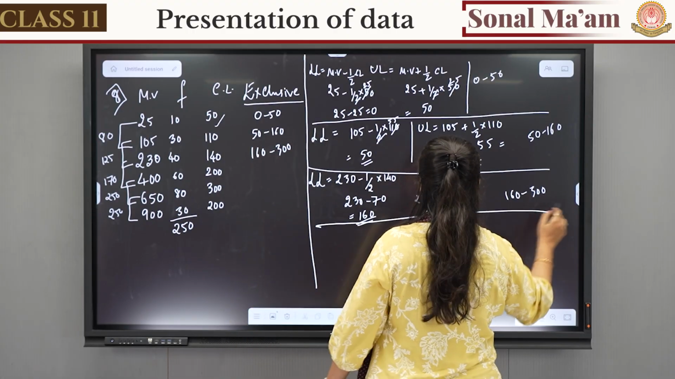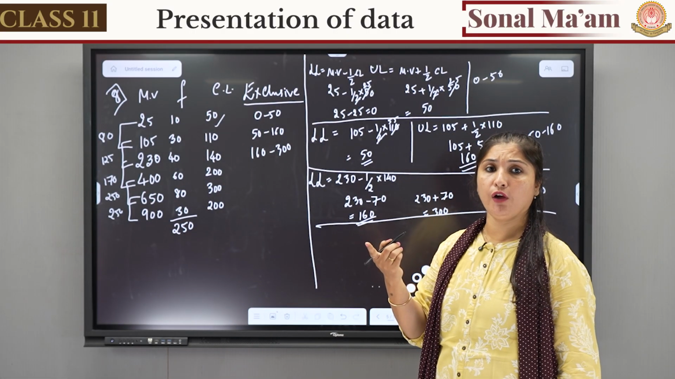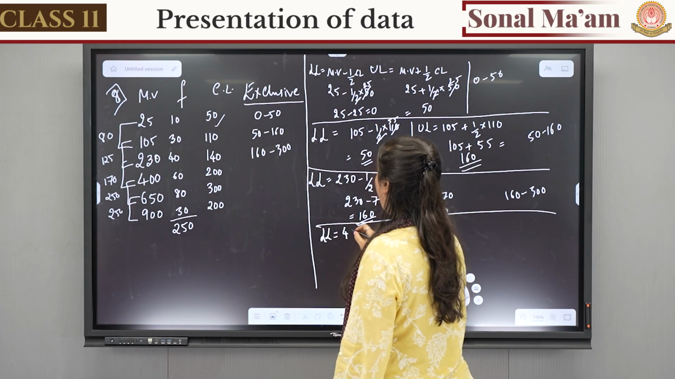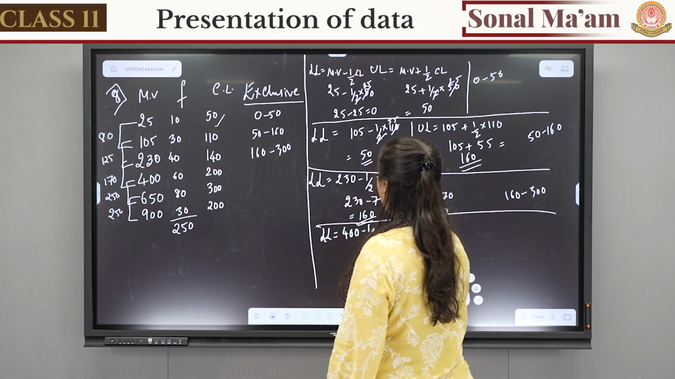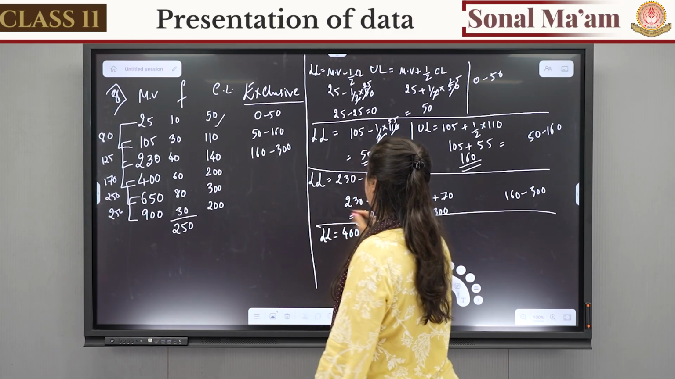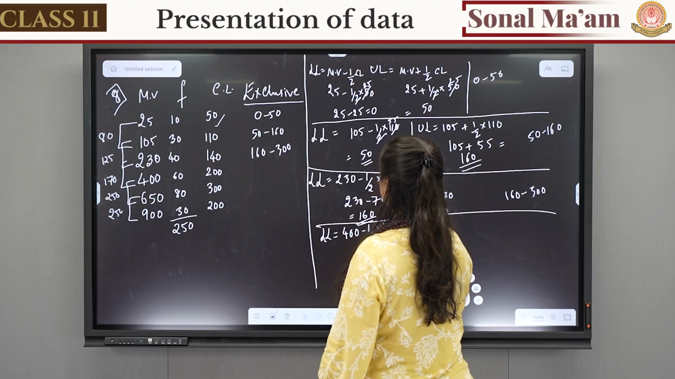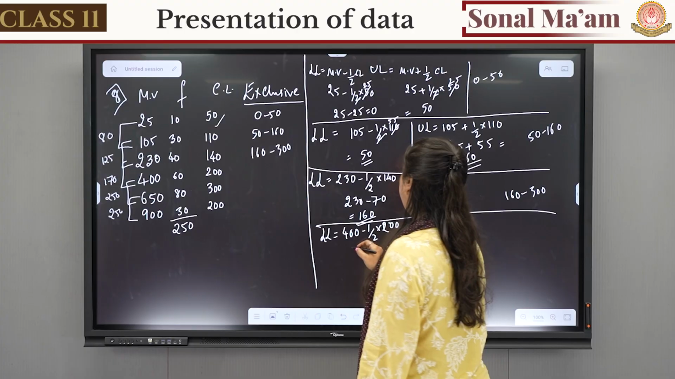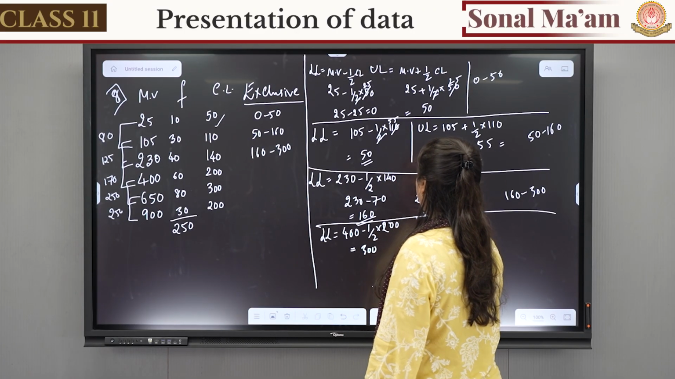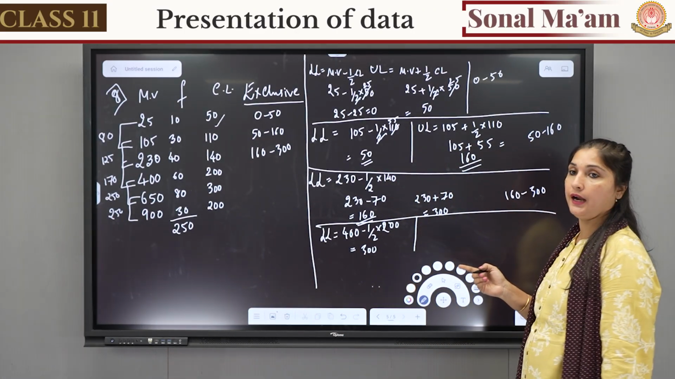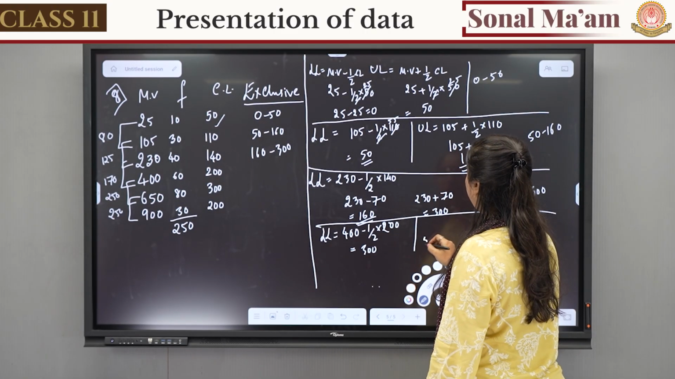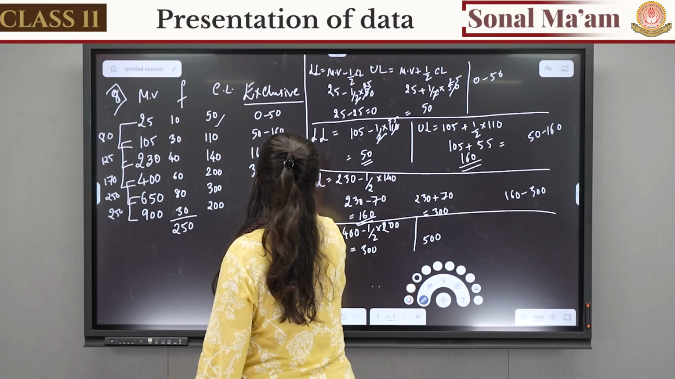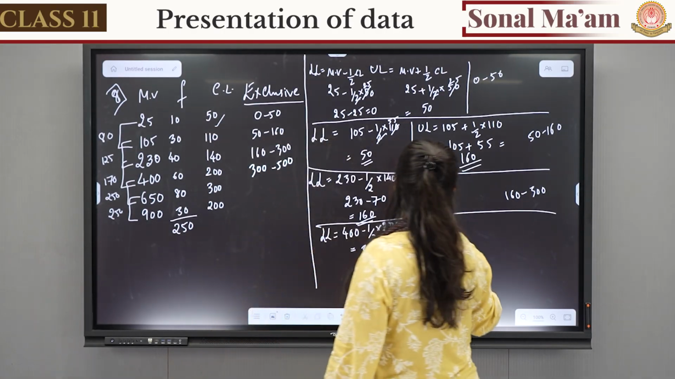Okay, fine. Next, again you have to find the lower limit and upper limit. How will you find? Lower limit is equal to mid value, how much? 400. So 400 minus half into the class length, how much? 200. The class length is 200. So 400 minus 100 will be 300, and here 400 plus 100 will be 500. So we got the next class. What is the next class? 300 to 500.